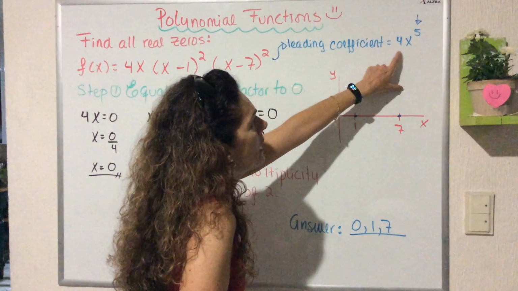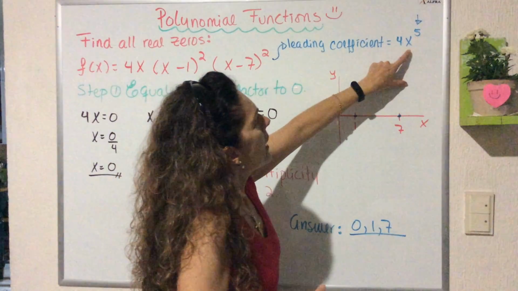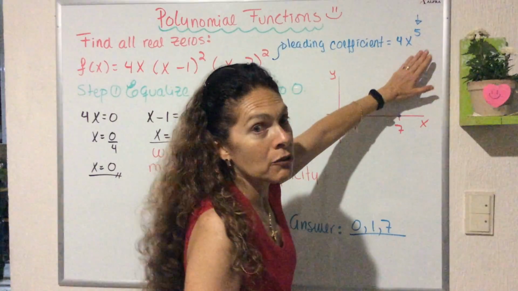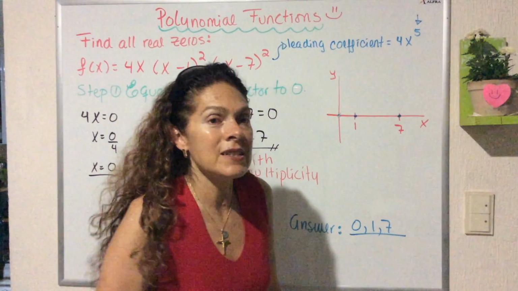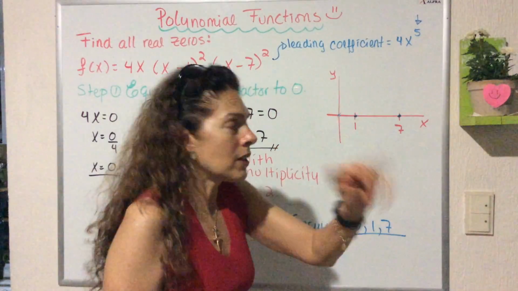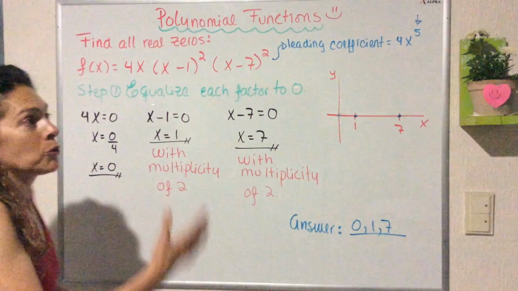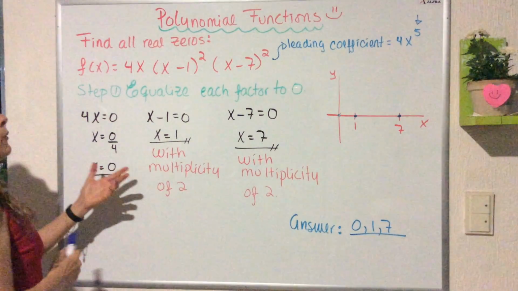So as you can see here, the leading coefficient is 4, and the term that tells us the degree of the function is this one, 4x to the fifth. So this is a function of fifth degree. So we have to get 5 roots or 5 zeros. We are going to do this.